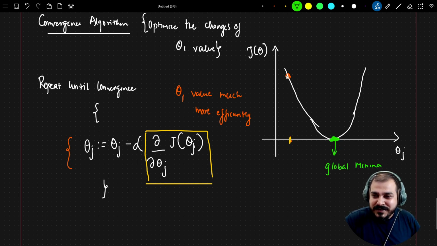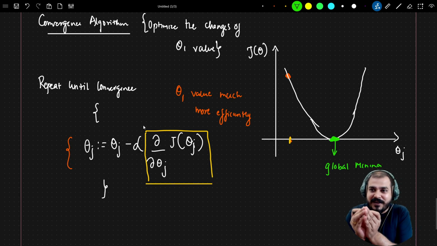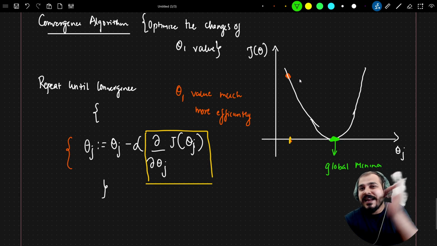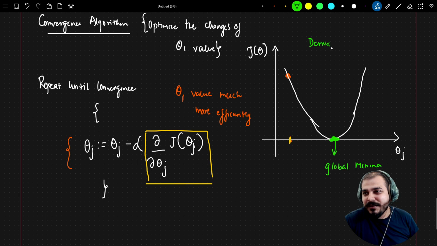Now, the derivative of J of theta with respect to theta j is nothing but we are trying to calculate the slope at this particular point. That is what derivative specifies. Now in this particular case, how do we understand what the derivative of this value is? In order to find the derivative, one important thing you need to find out is whether this is a positive slope or negative slope, because derivative is nothing but the slope.